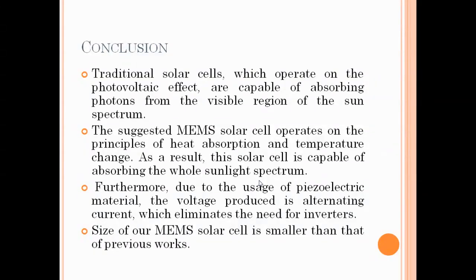Let me conclude the topic. A traditional solar cell depends on the photovoltaic effect, but the suggested solar cell operates on heat absorption and temperature change. As a result, the solar cell is capable of absorbing the whole sunlight spectrum, so we can generate the maximum amount of electricity in a smaller area. When we compare with previous work, our designed structure is very small in size.